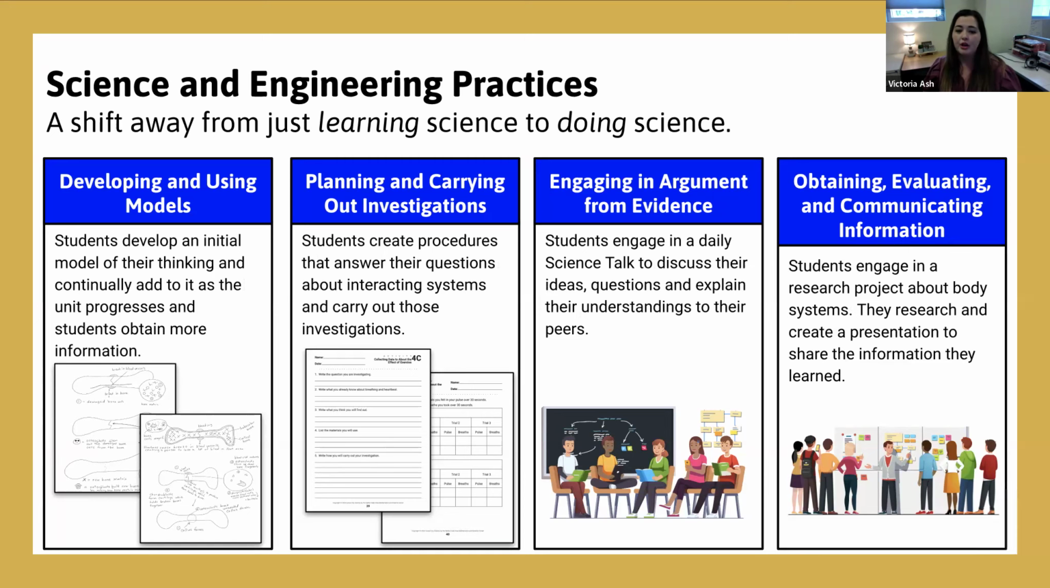Then we engage in argument from evidence, and students do this daily when they do their science talk. Their science talk is to discuss their ideas and their questions and explain their understanding of the concept with not just the teacher, but with their peers, so that we've built that learning community among them. Then obtaining, evaluating, and communicating information, students are going to engage in that research project about a body system of their choosing. And they research and create a presentation to share that information that they learned with the rest of their peers.